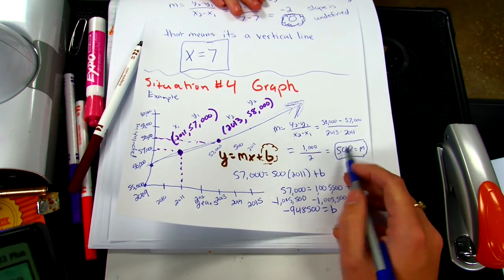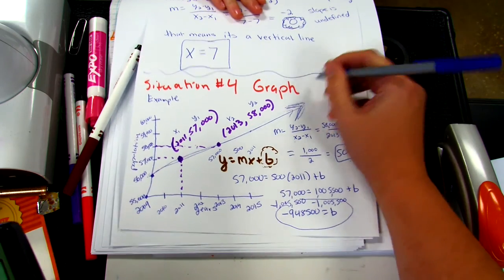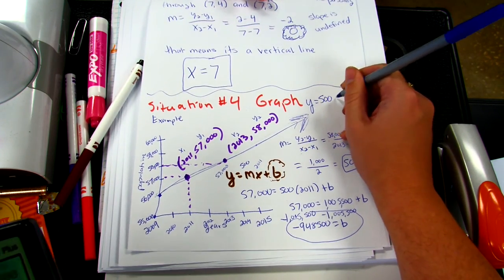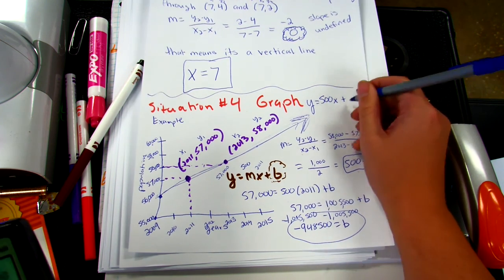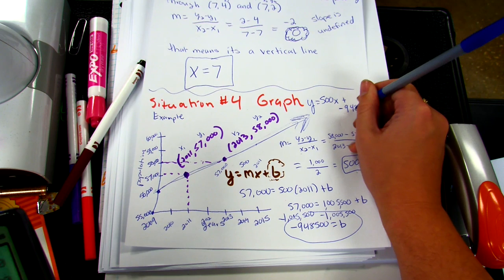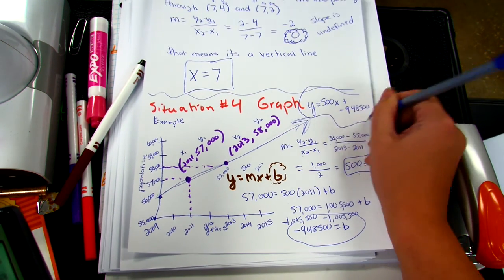So now I have an m and I have a b, which means I have my equation. y is equal to m, which is 500, x plus this negative 948,500. That is our answer.